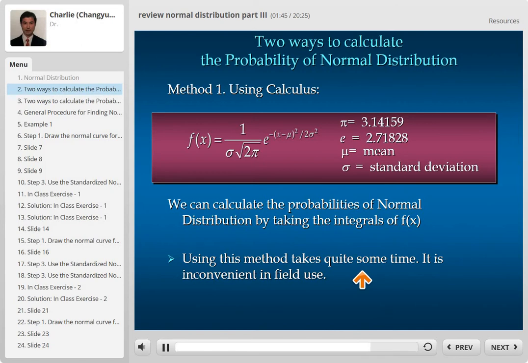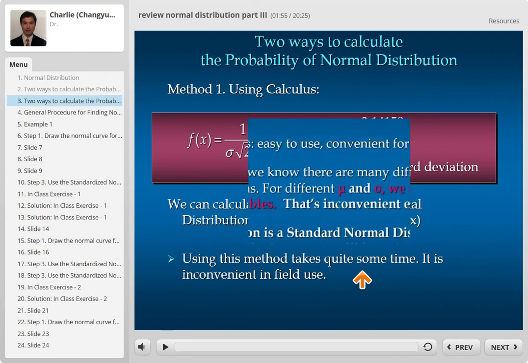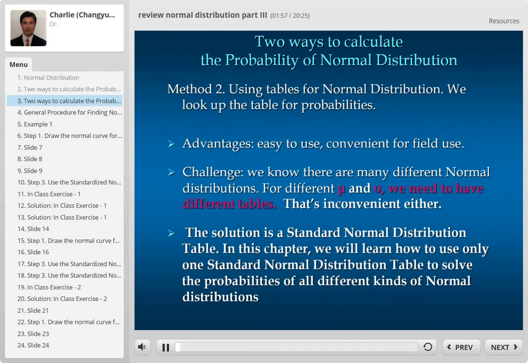So in this course, we're not going to use this method. What we will do is we will use the second method, which is we use tables for normal distributions. Each time we need to find the probabilities, we look up the table. The advantage is it's very easy to use, it's convenient for field use.